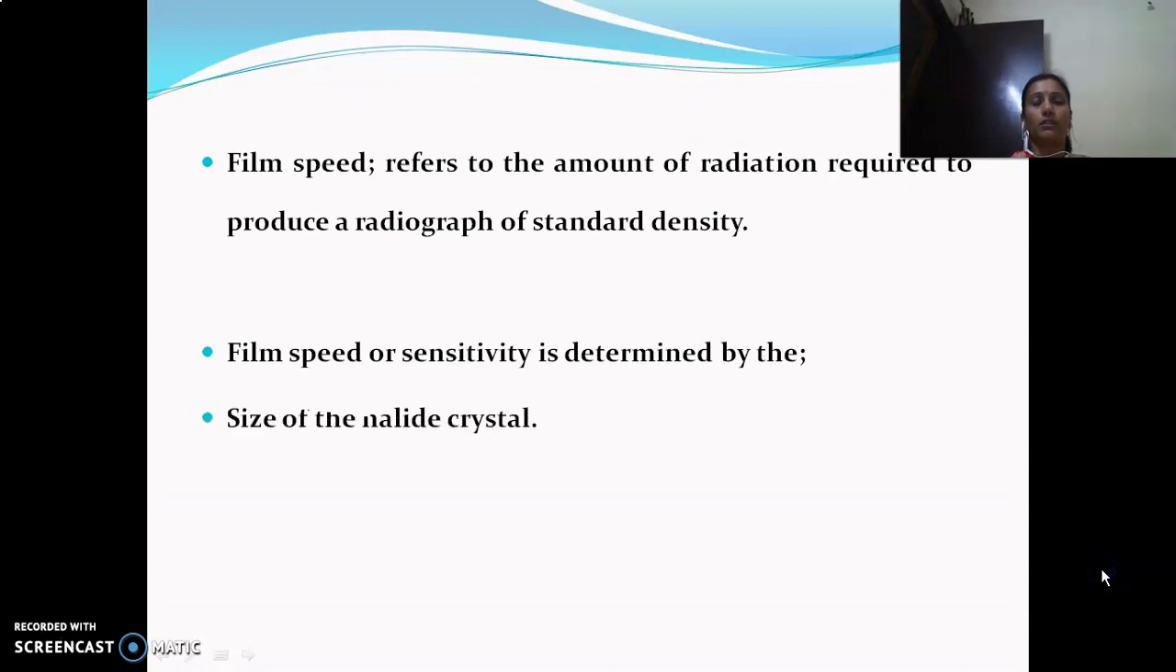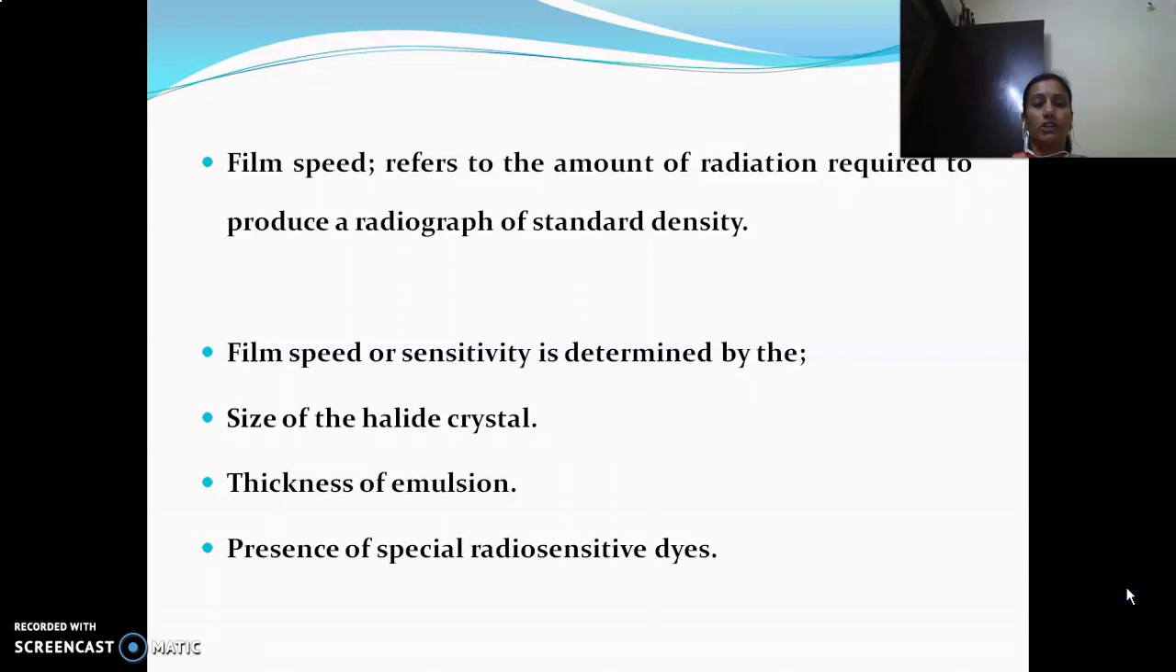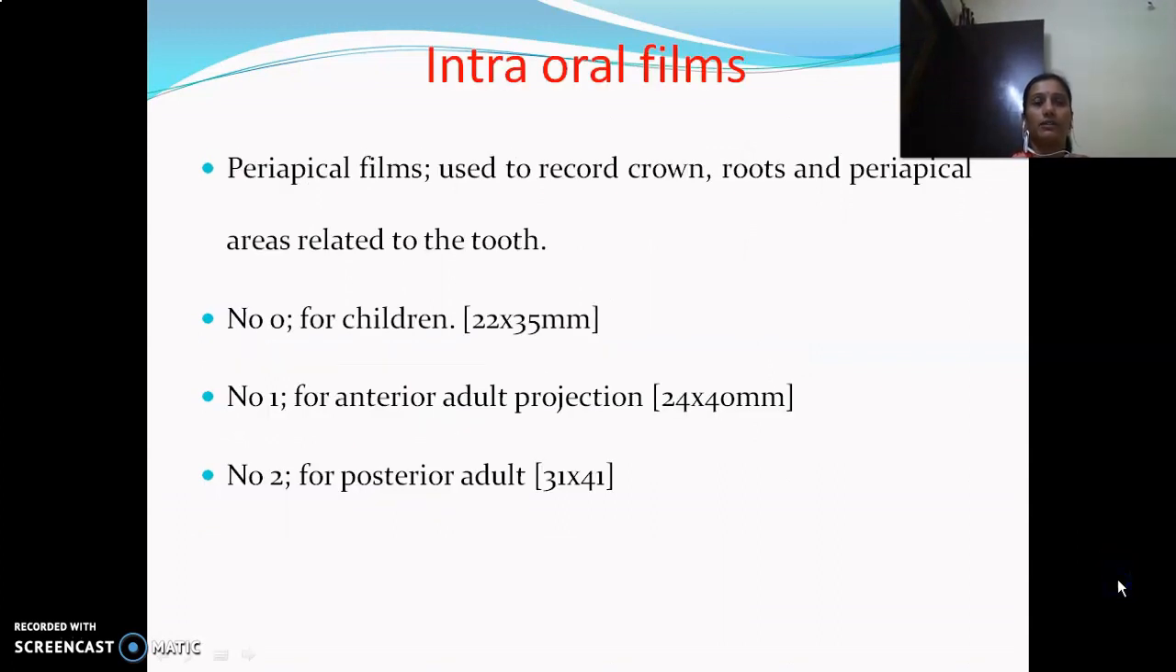So before going to the other things, we will discuss a little bit about film speed. Speed refers to the amount of radiation required to produce a radiograph of standard density. The speed of the film is determined by the size of the silver halide crystals, thickness of the emulsion, and the presence of special radiosensitive dyes.